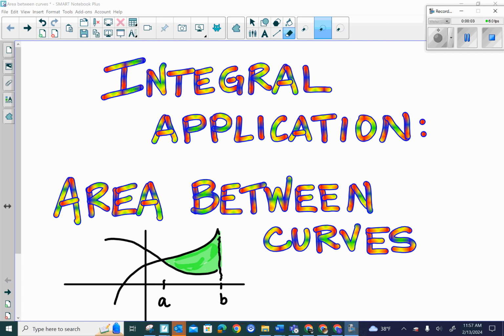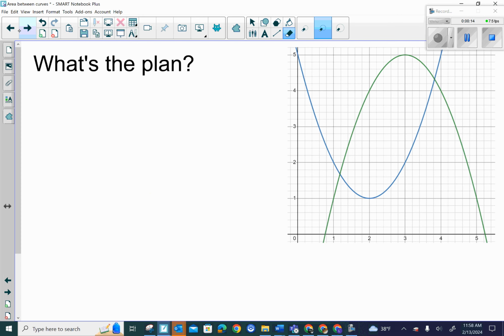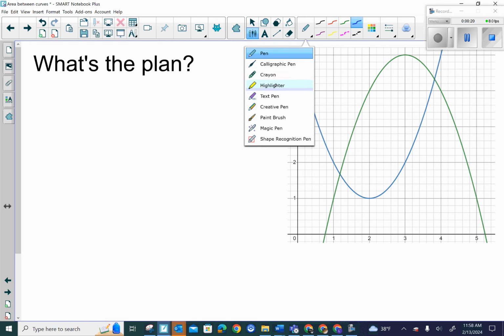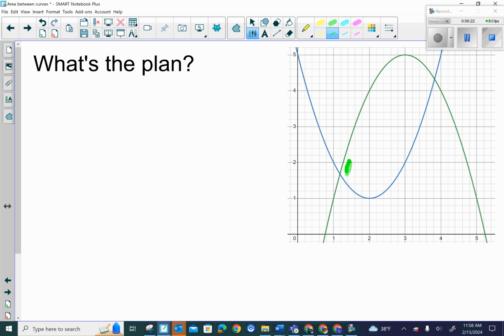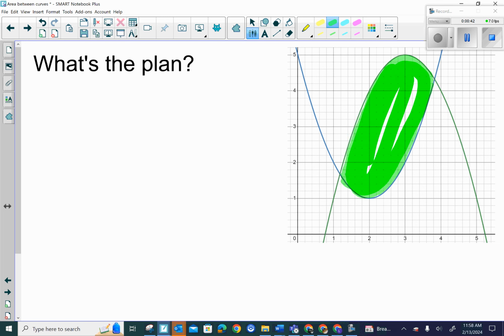Hello, calculus students. This short video is about the integral application of finding the area between two curves. So if we have two curves, what's really the plan for finding this area in between them? And the area is always going to be a bounded region. I shouldn't say always, but for these particular problems that we're doing right now, it will be. P.S. Later you can find unbounded regions. But for now we're looking for the area of this bounded region.